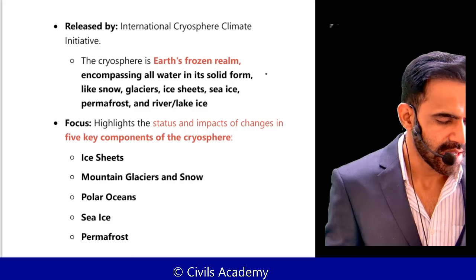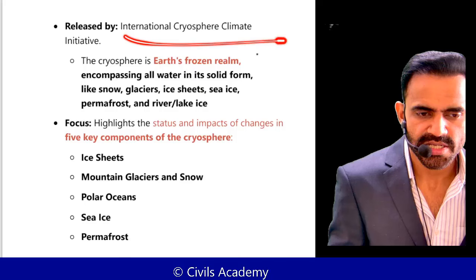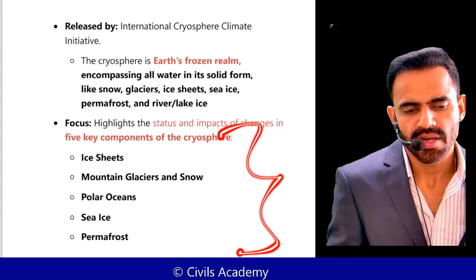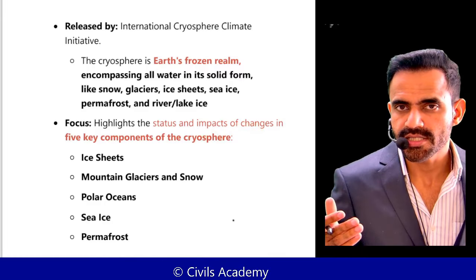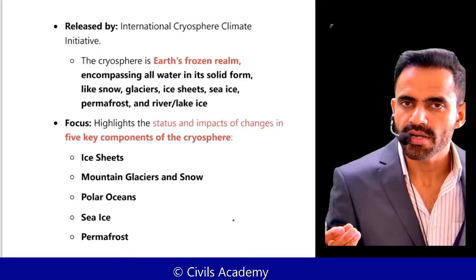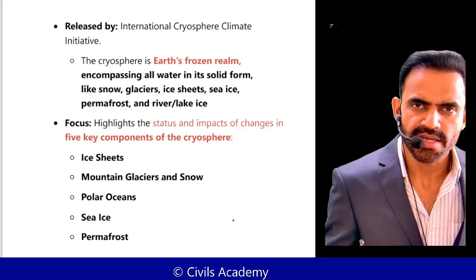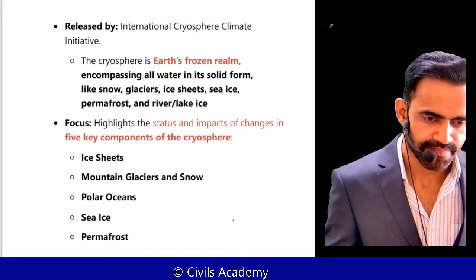Next is the Status of the Cryosphere Report. Cryosphere basically means that part which is frozen. Nothing much is here. It is released by the International Cryosphere Climate Initiative. Now, the impact is quite obvious: because of climate change, these particular areas are facing problems. Ice is melting, the top layer is melting, so water level is rising, islands are submerging.